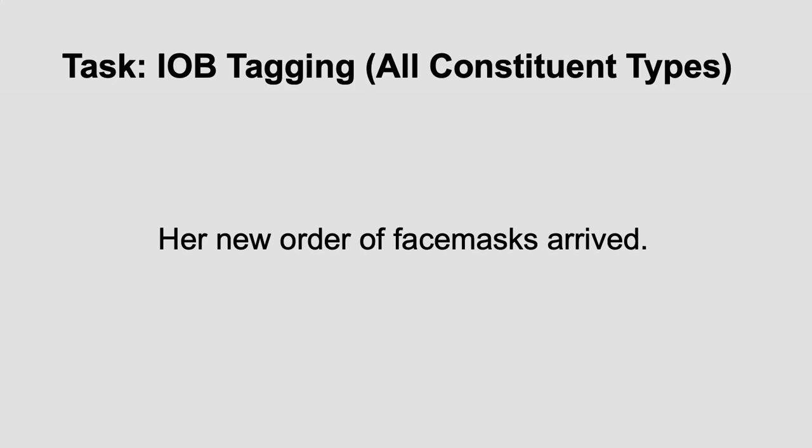If we were tagging all constituent types, we might end up with something like this, where we start with a three-word chunk, her new order, where her begins the chunk and new and order are inside it, followed by three one-word chunks of face masks and arrived.